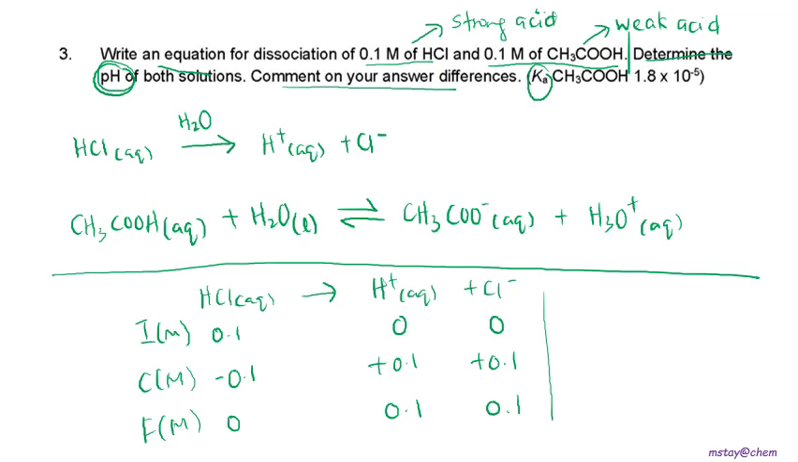The formula to determine the pH value is pH equal to negative log concentration of H+. So negative log 0.1 will equal 1. So this is the pH value for HCl. Okay, now continue with determining the pH value for CH3COOH.